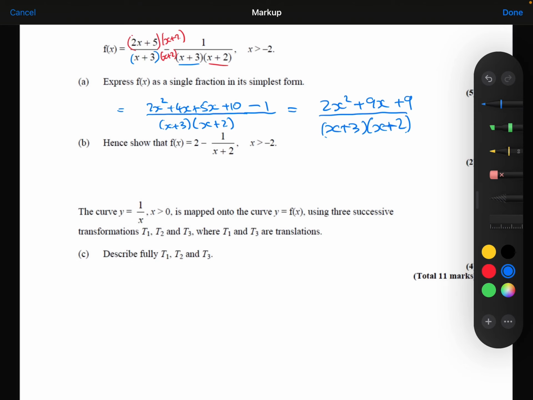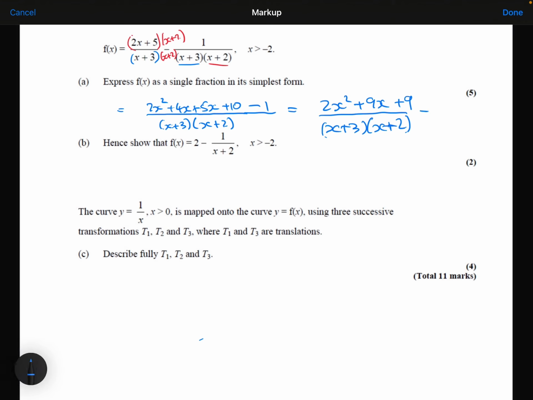And I can actually do some more simplifying here because that numerator does factorise. It's going to become a 2x and an x and a 3 and a 3. Because the 2x times x gives the 2x squared, the 3 times the 3 gives the 9, and the 2x times 3 gives 6x. The 3 times x gets 3x, and the 6x and the 3x makes the 9x.